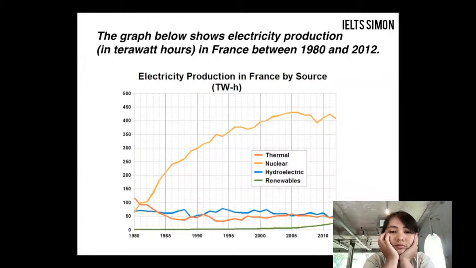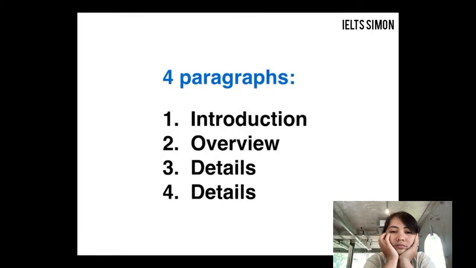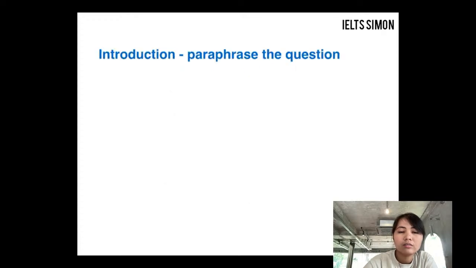And in the box in the middle of the graph, we can see the sources of electricity: thermal, nuclear, hydroelectric, and renewables. How then do we write a report about this? Well, if you watched my previous lesson, you'll know that I have a 4-paragraph structure: introduction, overview or summary, details, detail. You can put the overview at the end if you want, but I prefer it second because it's quite important. Starting then with the introduction, we paraphrase the question. We just change some words.